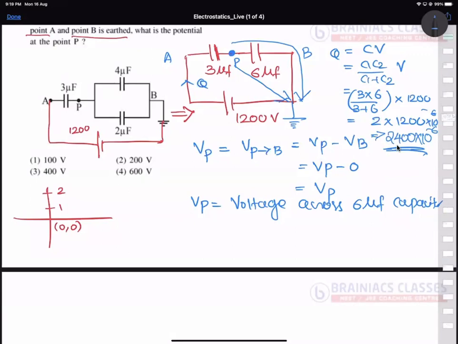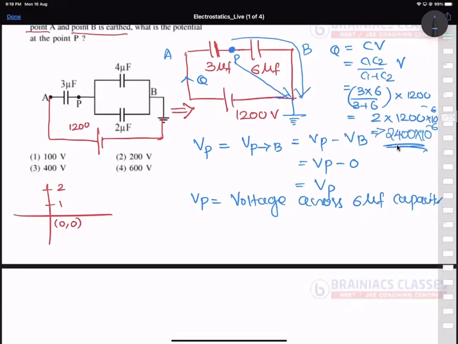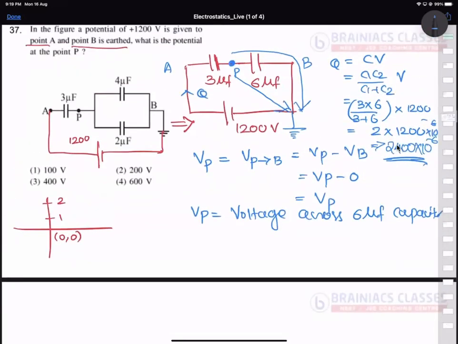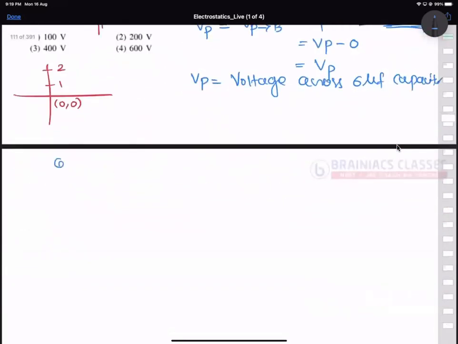This charge is passing through the 3 microfarad. The same charge is passing through the 6 microfarad. Now what do we need to find out? The voltage at the 6 microfarad. So I am writing the charge at the 6 microfarad capacitor equals the capacitance of the 6 microfarad times the voltage at the 6 microfarad. So we want to find the voltage at the 6 microfarad capacitor, which is equal to the voltage at P, which is equal to Q6 divided by C6.